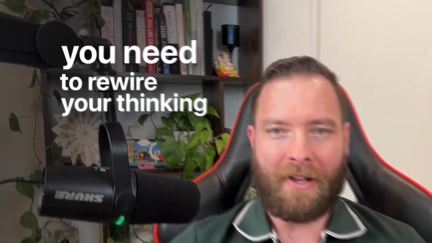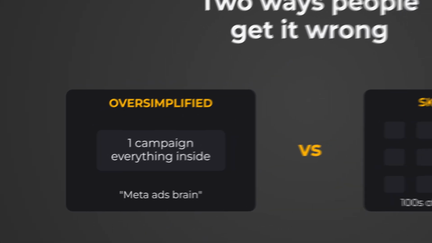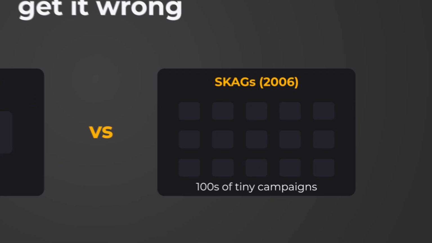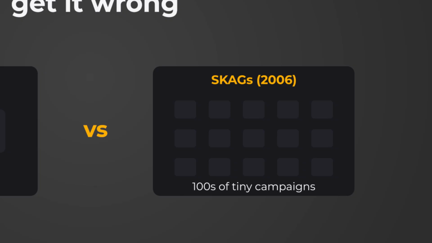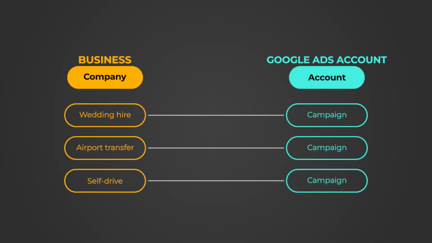If you want to succeed in Google Ads, you need to rewire your thinking. Most people either oversimplify the Google Ads structure, which usually comes from people who are used to Meta Ads, or people are still setting up campaigns like Google in 2006 with SKAGs. What you really need to be doing is thinking about how the account structure reflects the business structure.